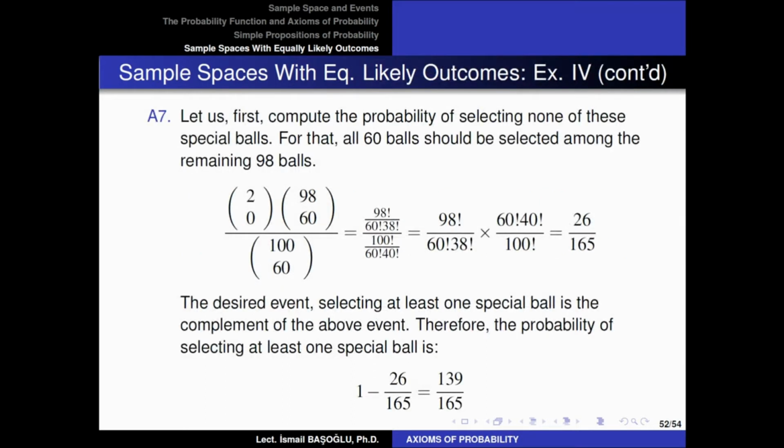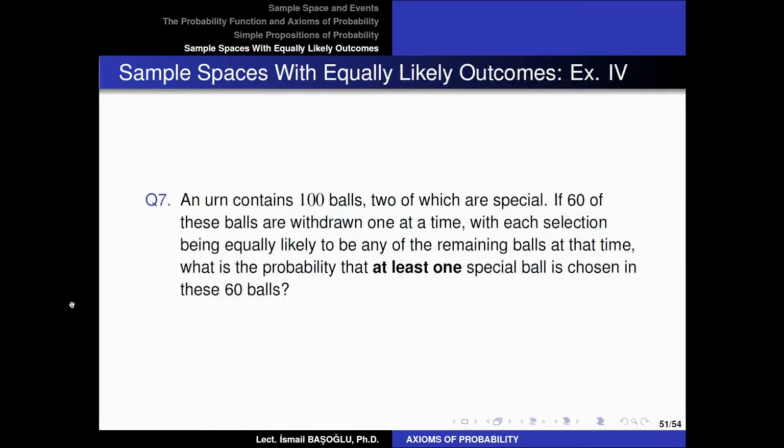Now, in order to answer this question, you need to first calculate the probability of selecting no spatial ball. Here it says the event of selecting at least one spatial ball. What is the complement of this event? It is selecting no spatial ball. So if I find the probability of that event, then I will use the first proposition of probability to calculate the complement event's probability, right?